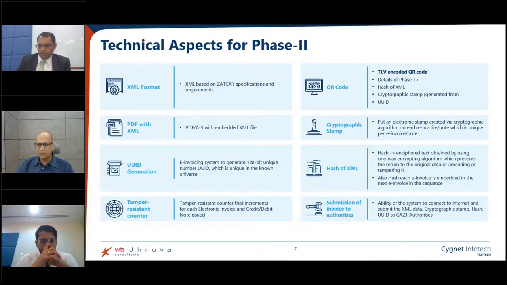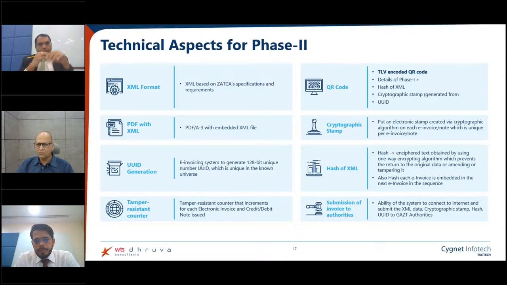So when phase 2 comes into the picture, not just your B2B invoices, but your B2C invoices will also need to have a UUID number. So we highly recommend that there needs to be a centralized solution which can help you generate all of these numbers. And that's why we are saying that phase 1 and phase 2 should be looked at in conjunction, because all of these requirements, especially the UUID, are going to bring a lot of challenges for the B2C invoice generation, the simplified invoice generation.